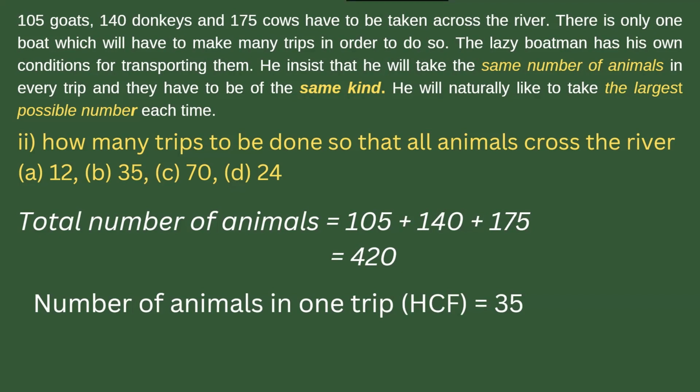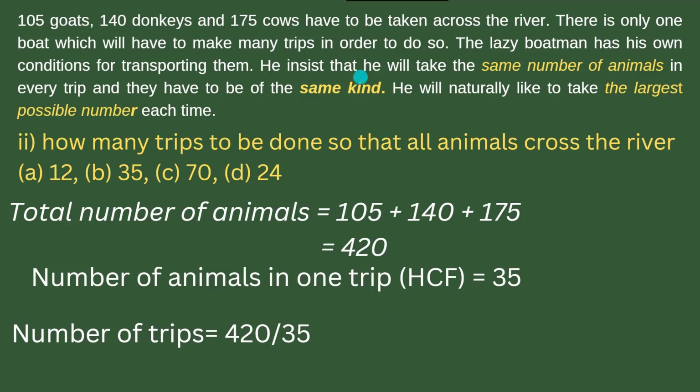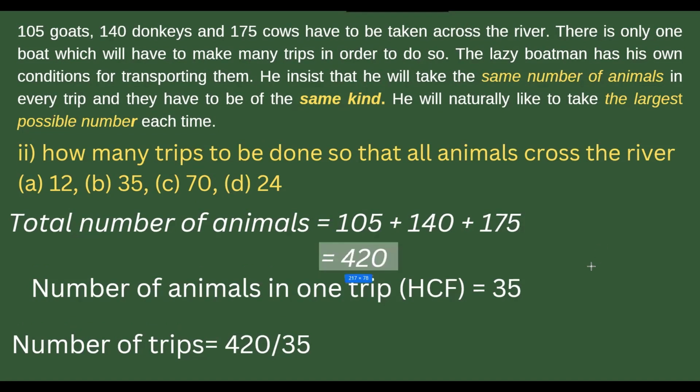Now, it should be very clear from here onwards what the number of trips will be. We have to carry 420 animals, and in one trip there are 35 animals. So clearly the number of trips will be 420 divided by 35. I can see it's divisible, so let's reduce it.